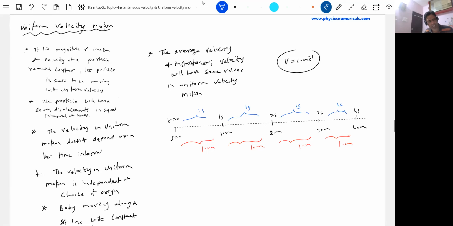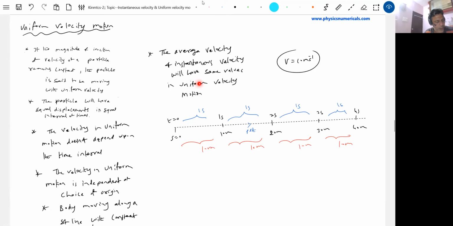You calculate average or instant velocity. Both will be same, no? For 0 to 3 seconds, you calculate the displacement, 30 meters. Then what is the time taken? 3. Calculate average velocity. It will be again 10 only. So if a body moves along a straight line, this is a path, and if it's moving with a constant speed, then its average velocity and instant velocity will have same values.